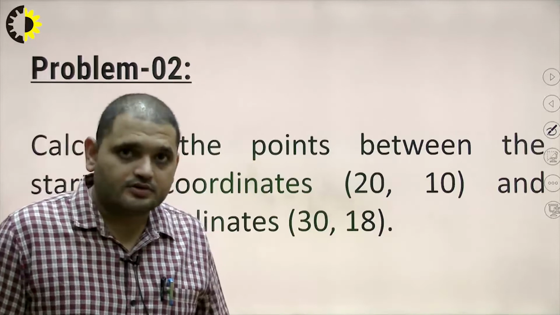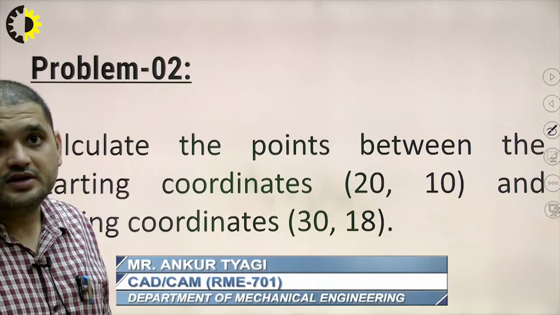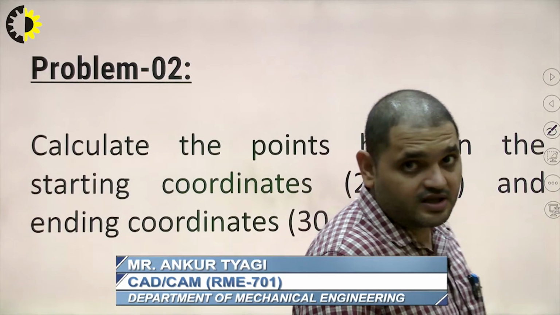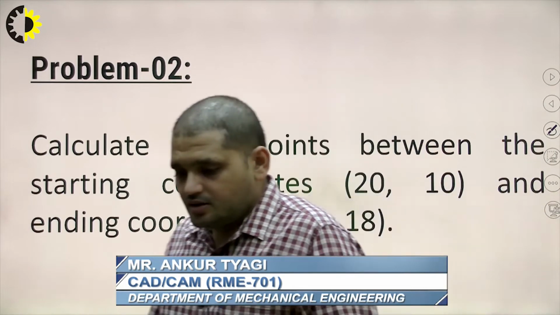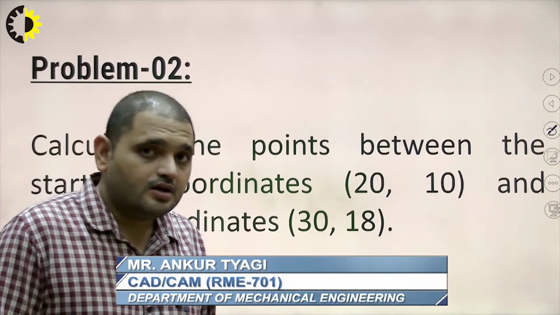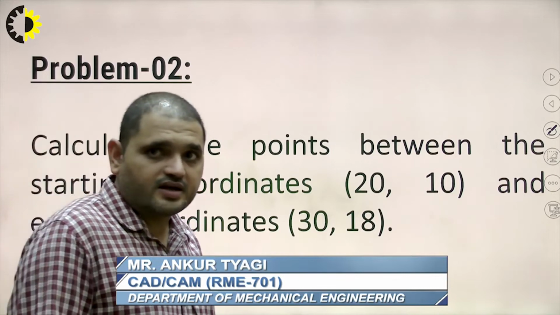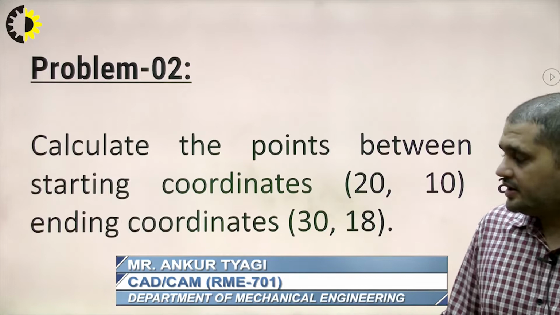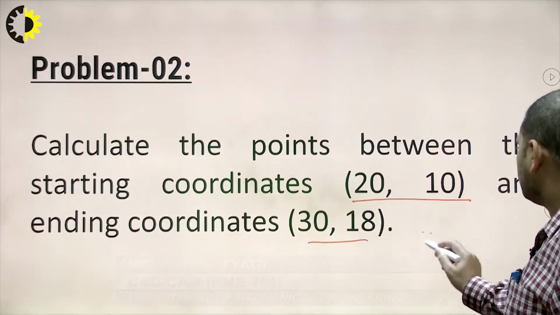Jai Hind. Yesterday, in the last lecture, we started Bresenham's line drawing algorithm, and we have already done a numerical based on that. Now the second problem is based on the same Bresenham's line drawing algorithm. You have to calculate the points between the starting coordinate, that is (20, 10), and the ending coordinate, that is (30, 18).